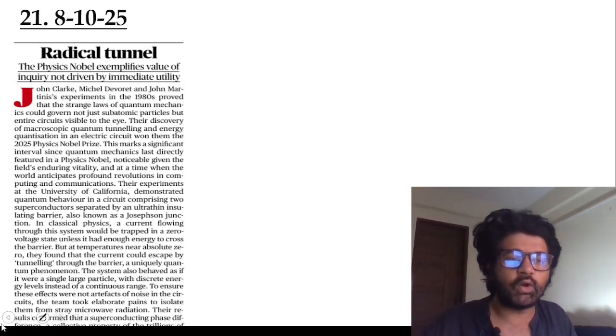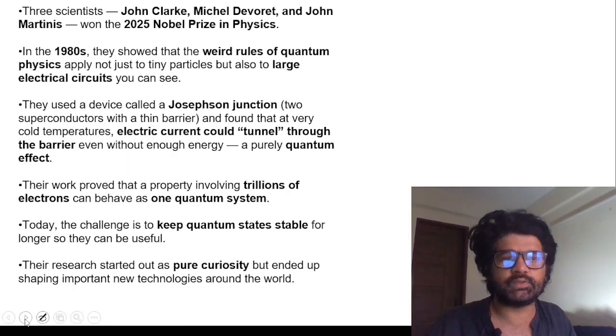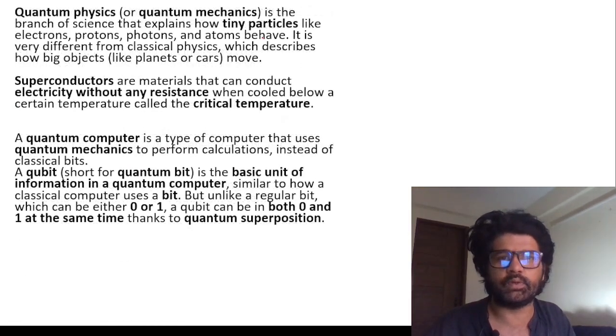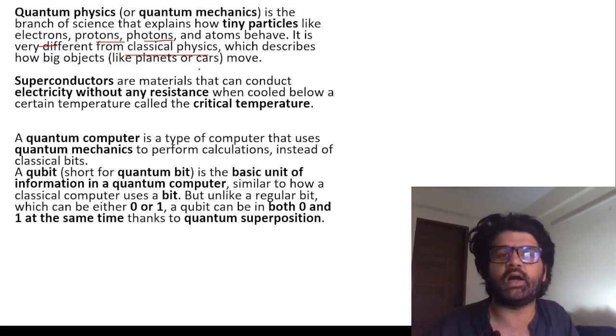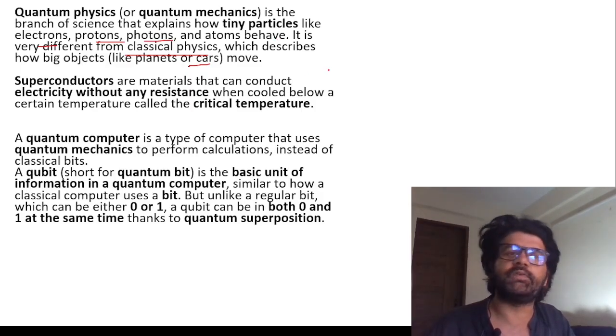There is something called quantum physics. Quantum physics is physics working for smaller, tiny particles: electrons, protons, photons, etc. And then you have classical physics, which works for macroscopic particles. Macro means big, like how planets and cars move. Earlier it was believed that quantum mechanics would work only for smaller particles, but now we can see that even for big objects, quantum mechanics can work.